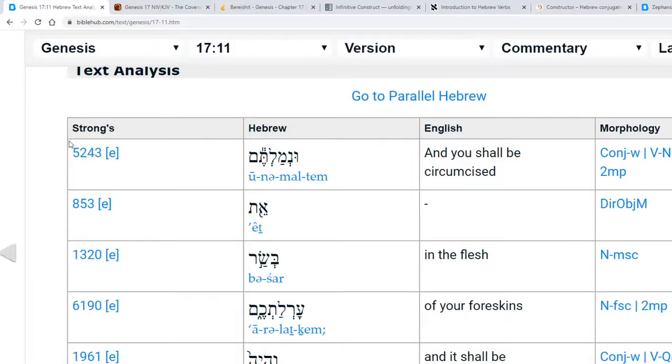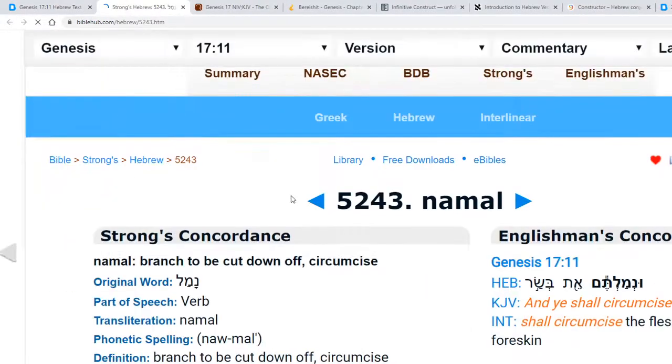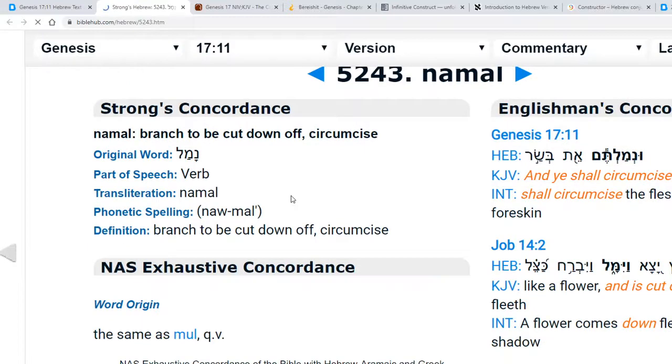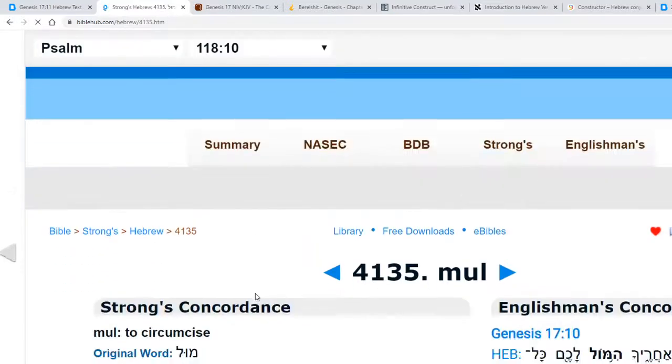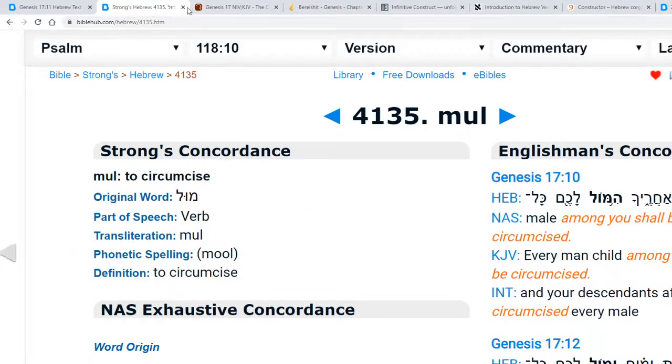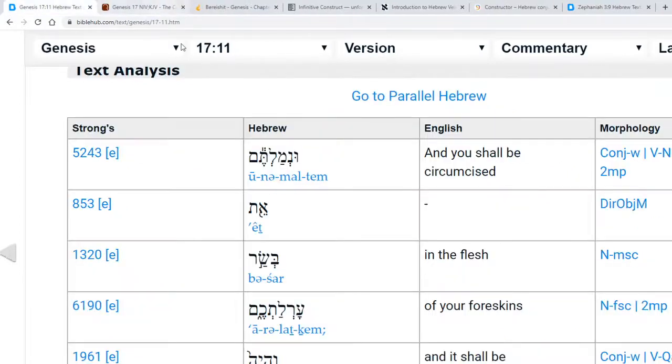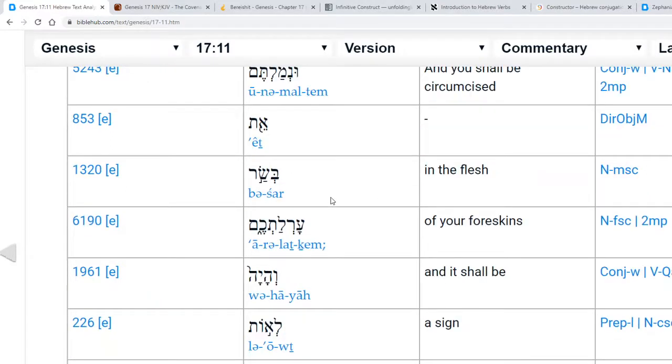Let's look at what they're saying in the concordance. Yeah, they're also saying mem vav lamed, mol. Okay, I'm fine with that. Okay, unemaltem, and shall be circumcised, right? This is obviously a conjunctive vav. It's in the perfect, and it's being flipped. Unemaltem, all y'all, second person masculine plural. Et is the direct object marker.